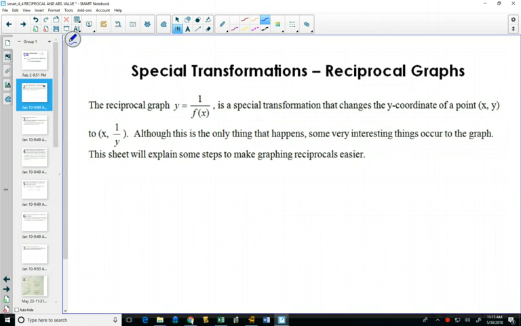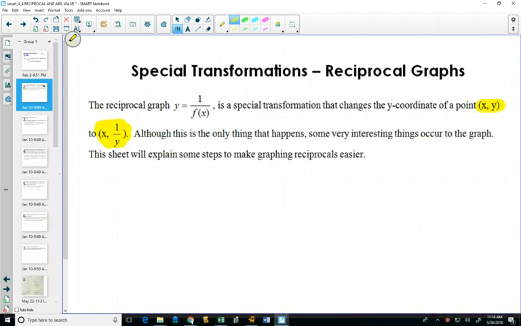Now, the big idea, and if I wanted this lesson to be a 30-second lesson, then this is all I would tell you. If you have 1 over f of x graph, that means that any point on f of x, all that's going to happen to it is the y values change to 1 over y. That's the only thing that's going to happen. And if I wanted this to be a 30-second lesson, I'd say, good, we're done.